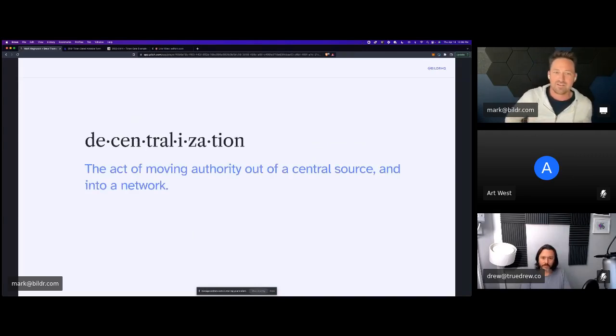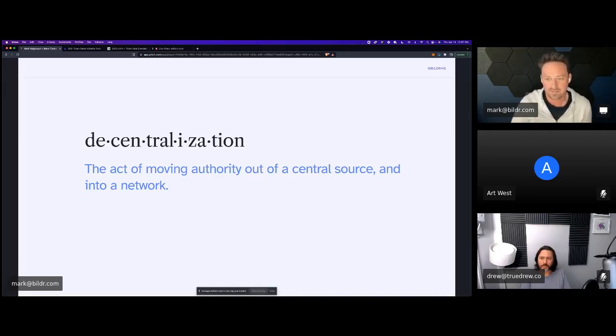So first, let's define decentralization. And I don't even really mean in the context of tech, just in general. The best definition, or my favorite, the most concise I've seen, is this: it's the act of moving authority out of a central source and into a network. And you can take that in a lot of different ways, right?